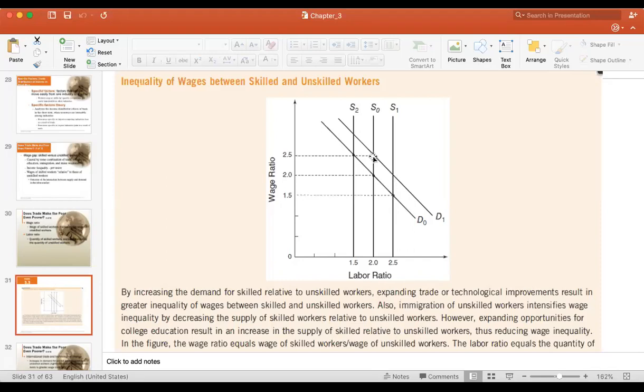So now we will have a new wage ratio, which corresponds to 2.5. So what has happened to the wage gap between skilled and unskilled? It increased. So that's basically what trade would do. And they're absolutely right from that point. That's why I said it's about 7% due to trade.